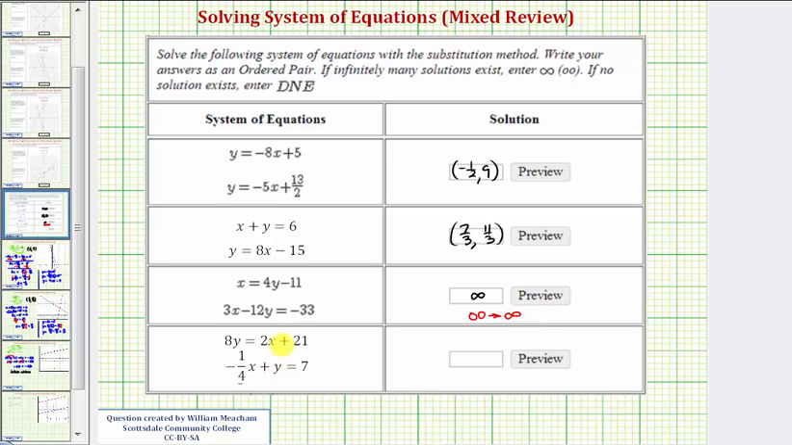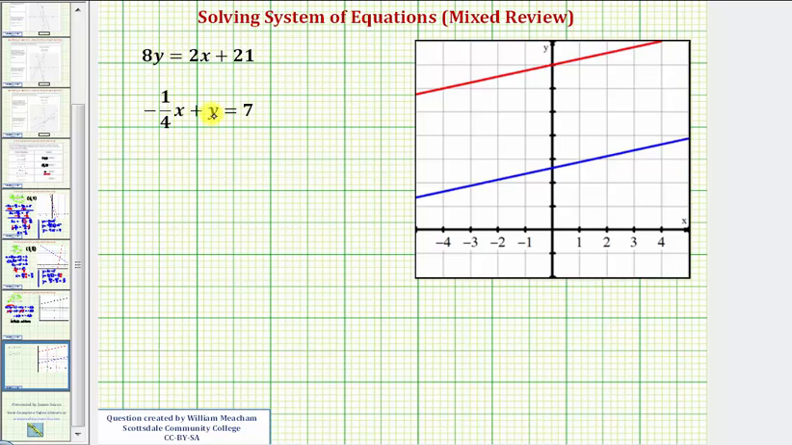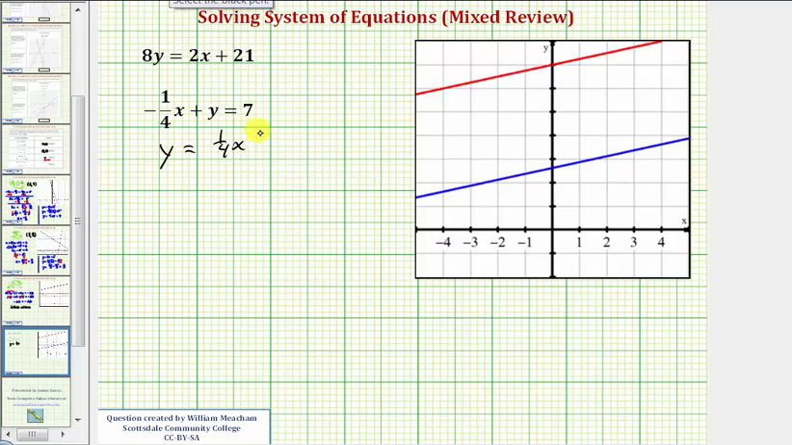Now let's take a look at our last example. Neither of the equations are solved for x or y, but looking at this second equation, notice how we can solve this pretty easily for y by adding 1/4 x to both sides. So let's rewrite the second equation as y equals 1/4 x plus 7. And now because the equation is solved for y, we can substitute 1/4 x plus 7 for y in the first equation. This will give us an equation in one variable which we can solve for x. The equation would be 8 times the quantity 1/4 x plus 7 equals 2x plus 21.